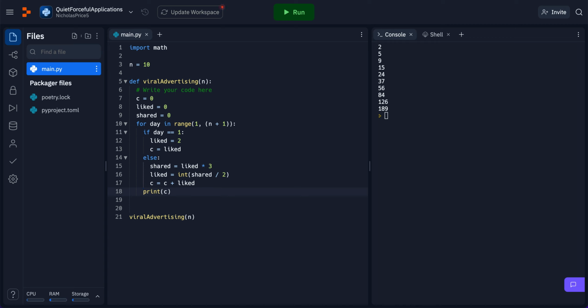So there's one last thing we're going to want to do. We're going to want to back up this C. I mean, you don't really have to, but we really just want to return C at the end. We don't need to print it every time in the loop. So we can go ahead and put return C there.